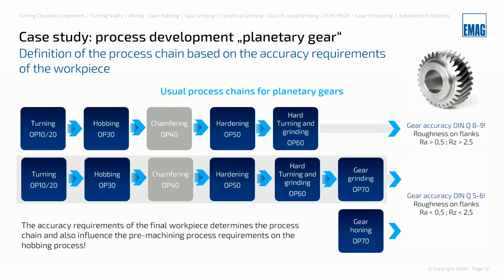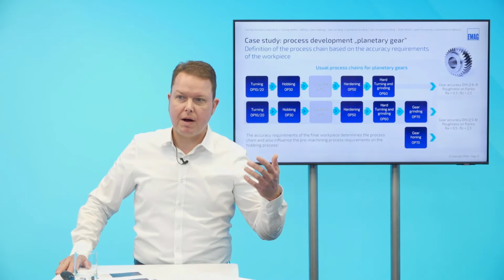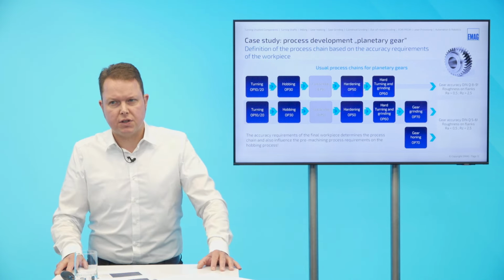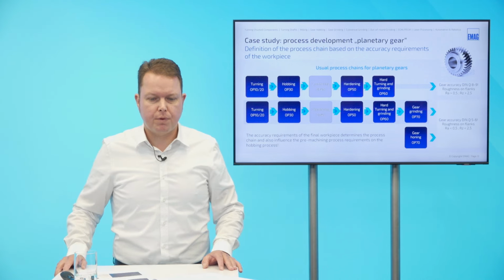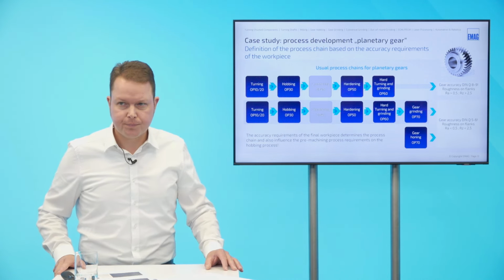bore. And then the question is, will there be any subsequent process, or will the gear be used as it is? This depends, of course, on the final accuracy that we need. Here, in our case with the planetary gear, we would have a quality class 8 or 9 without any subsequent hard fine machining process. Or in case of higher requirements as far as accuracy is concerned, or also roughness on the flanks, there may still be an additional generating grinding process of the gear, or even a gear honing process, or maybe even a combination of the two.